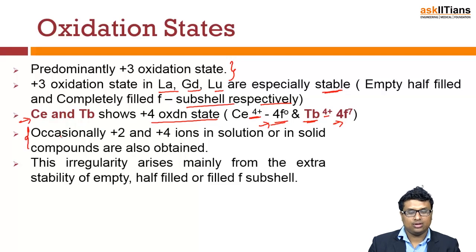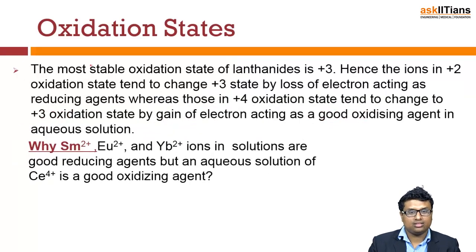Occasionally +2 and +4 ions in solutions or in solid compounds are also obtained. This irregularity arises mainly from the extra stability of the empty, half-filled or fully filled f subshell. It is apparent that this irregularity is only because of this extra stability of the empty, half-filled and fully filled f subshell.